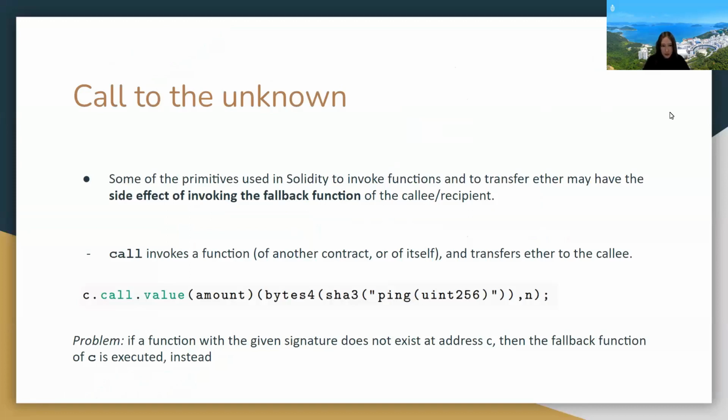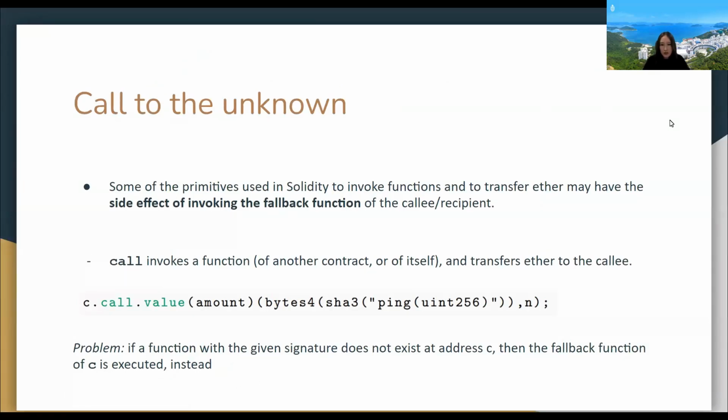Some of the primitives used in Solidity to invoke functions and to transfer Ether may have the side effect of invoking the fallback function of the callee. As you saw in the lecture, if you transfer some Ether to a smart contract, you might invoke the fallback function, and invoking the fallback function might lead to attacks. So we need to be careful when writing the code.